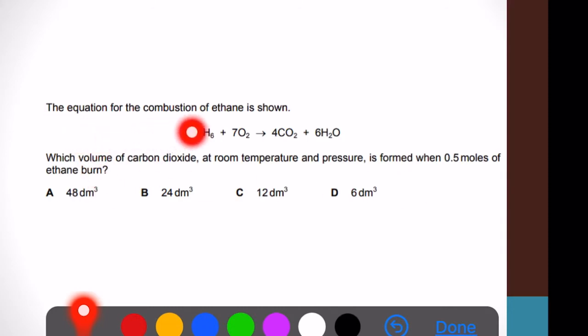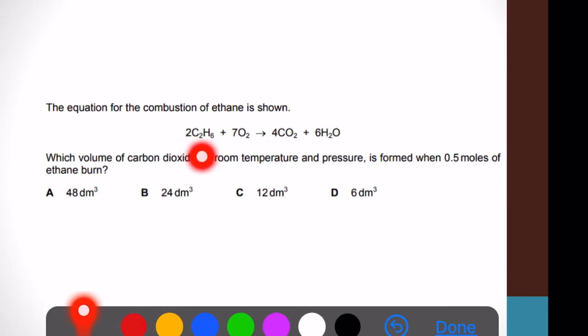The equation for the combustion of ethane is shown. 2 moles of ethane burned with 7 moles of oxygen make 4 moles of carbon dioxide plus 6 moles of water. Which volume of carbon dioxide at room temperature and pressure is formed when 0.5 moles of ethane is burned? Options are given here. First of all, we will see which equation we have to use here. They are asking for the volume of carbon dioxide, right?